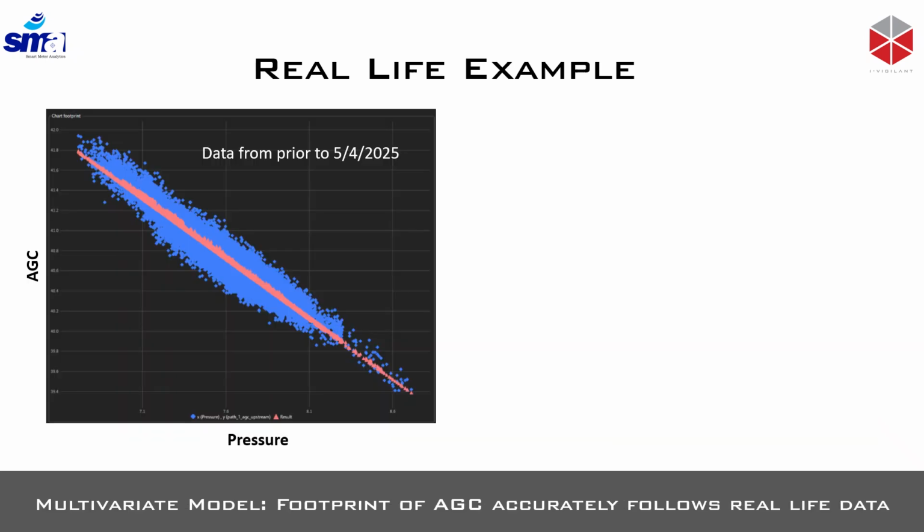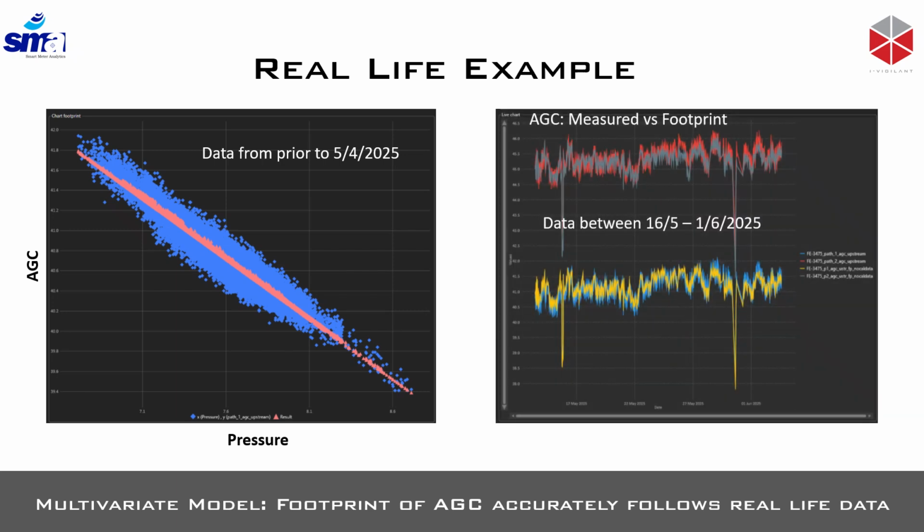So here's a real life example, and as you can see here, we are modeling the AGC using pressure and velocity again. And in this particular case, the data that we show is the AGC against the pressure, and this data is from prior 5th of April. What we then do is compare the measured AGC value against the footprinted data. So what you can see here is the data between 16th of May to 1st of June.